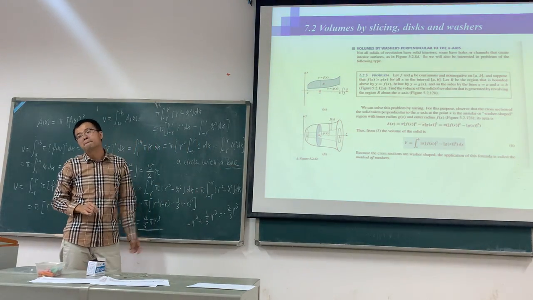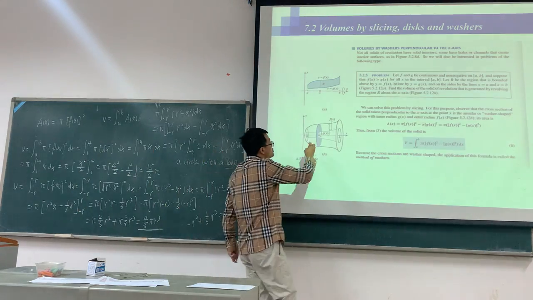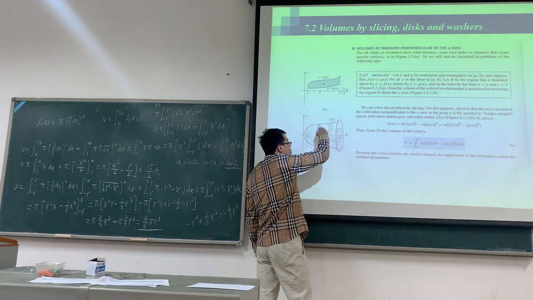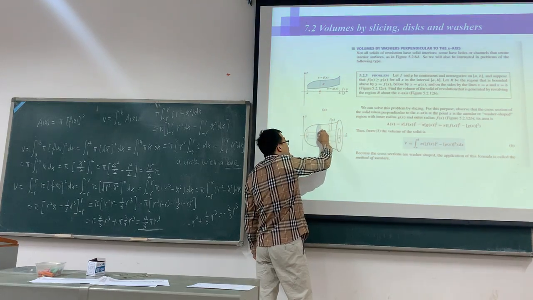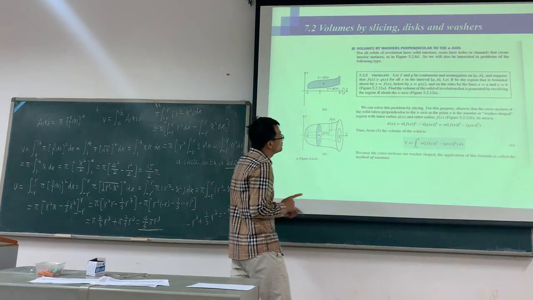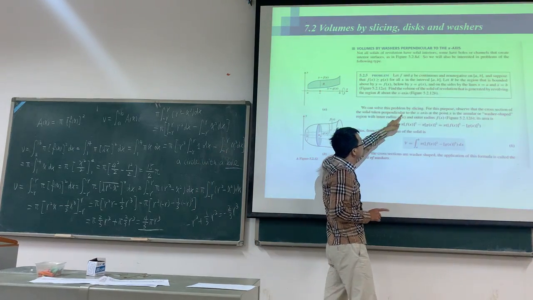Here we can see that each closed section is a circle, and we have a hole here and here. So we can solve this problem by slicing.